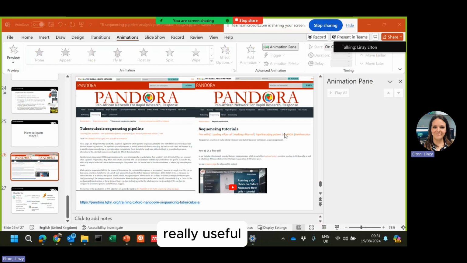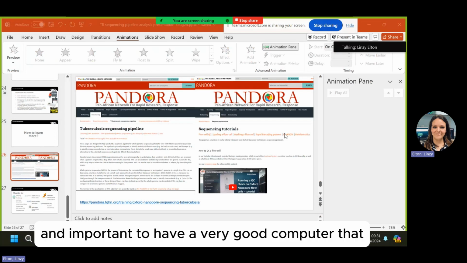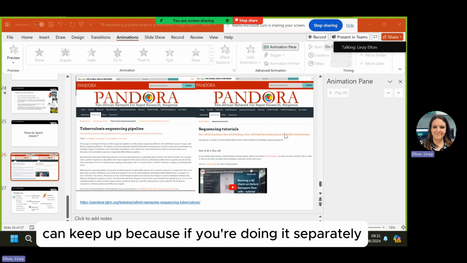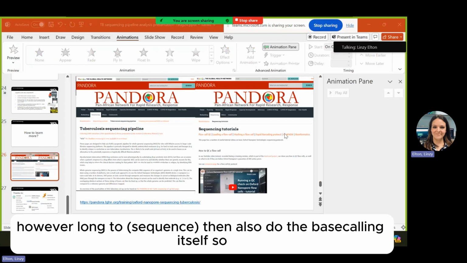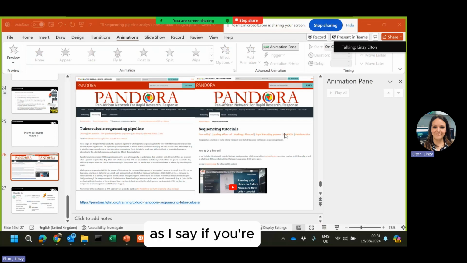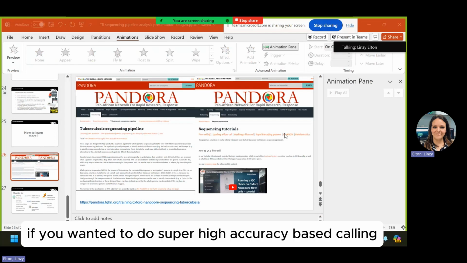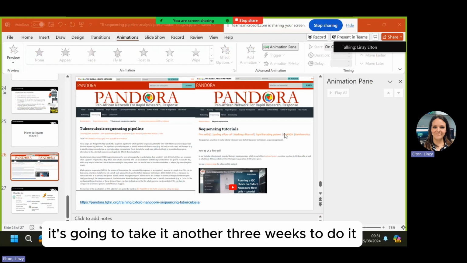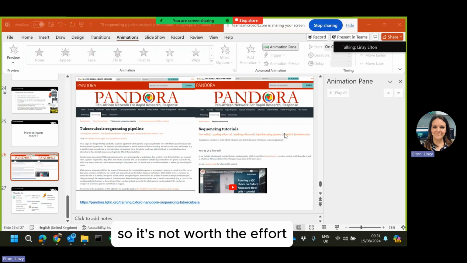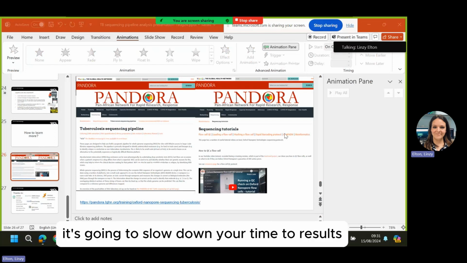This is why it's really, really useful and important to have a very good computer that can keep up, because if you're doing it separately, then it's going to take you however long to then also do the base calling itself. So as I say, if you have a very, very low standard computer that can only just sequence, if you wanted to do super high accuracy base calling, it's going to take another like 3 weeks to do it. So it's not worth the effort. So it's really, really important, I think, to have a computer that can keep up with your sequencing, because otherwise it's going to slow down your time to results.